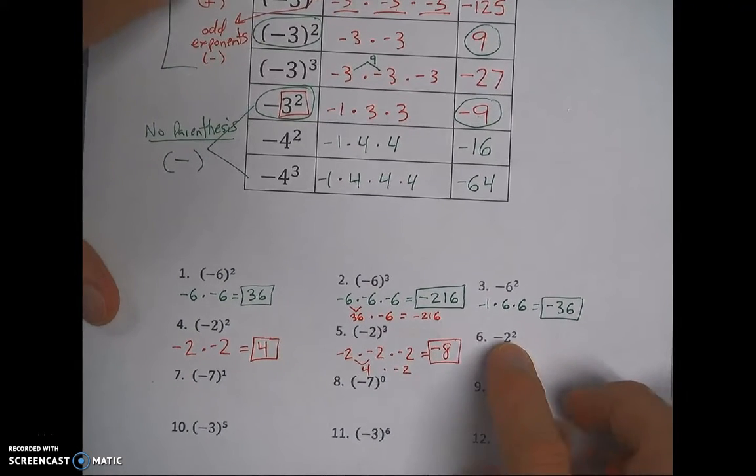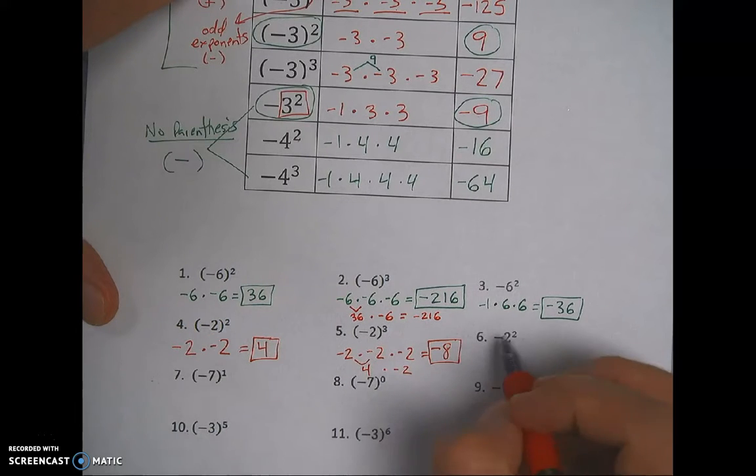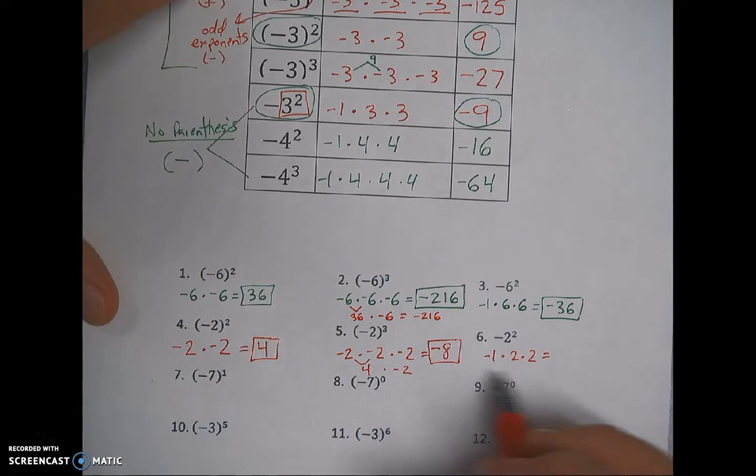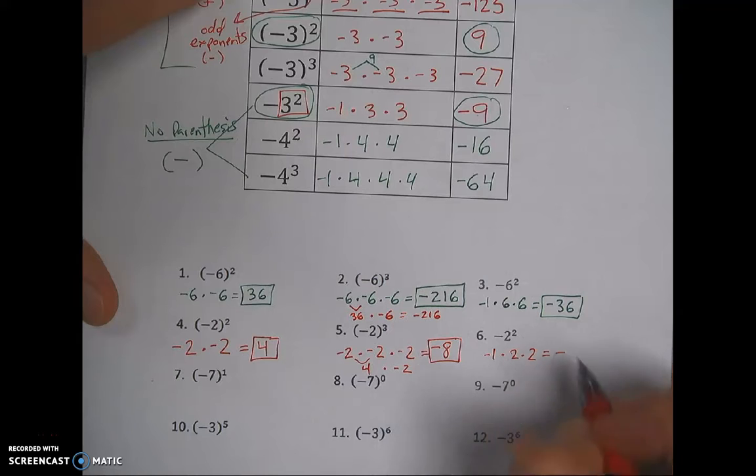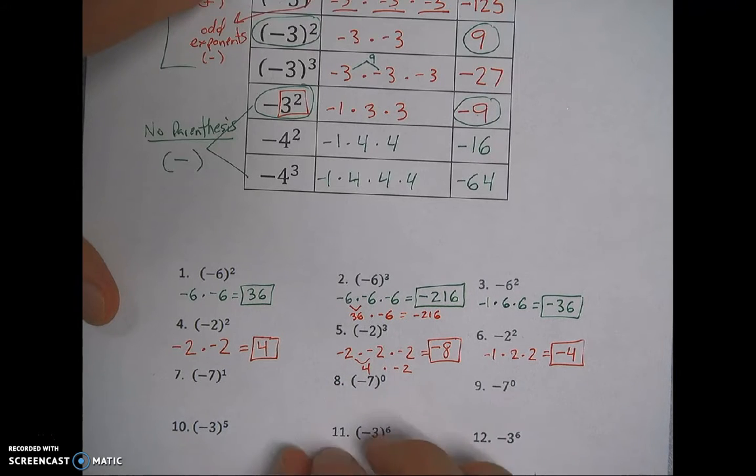Now this -2 raised to the second looks very similar to this -2 raised to the second, but there's no parentheses, which means this negative is just a -1. And this 2 to the second is a +2 to the second power. So I only see one negative in this, so my answer must be negative, and 2 times 2 is 4. So this gives me a positive answer, this gives me a negative answer.